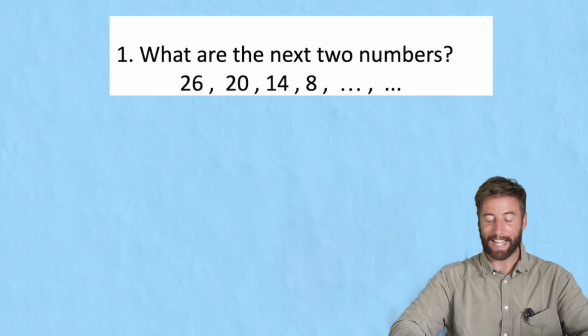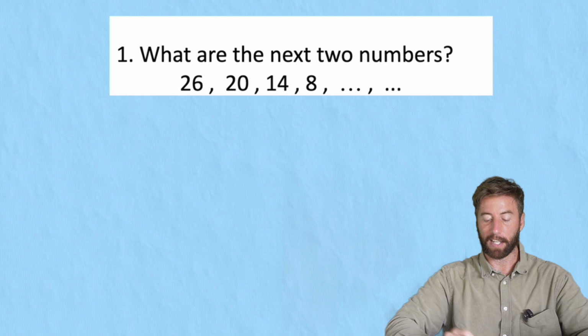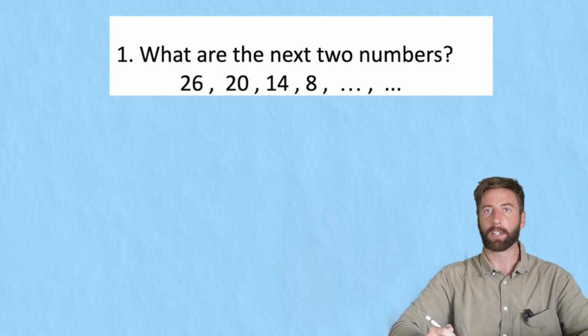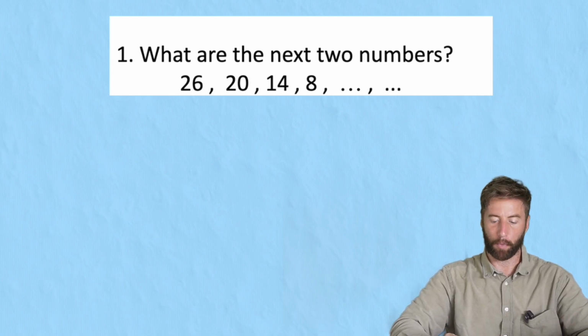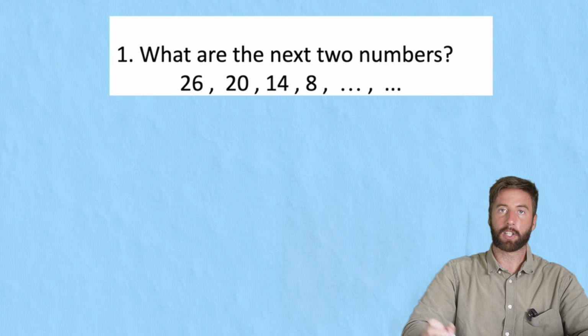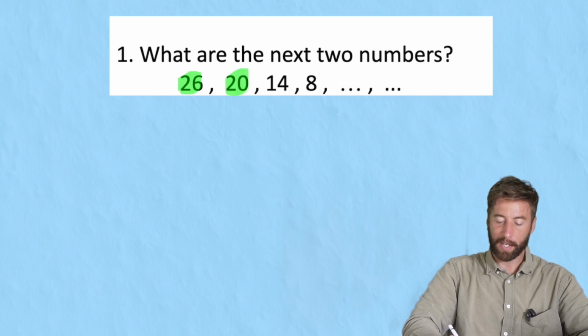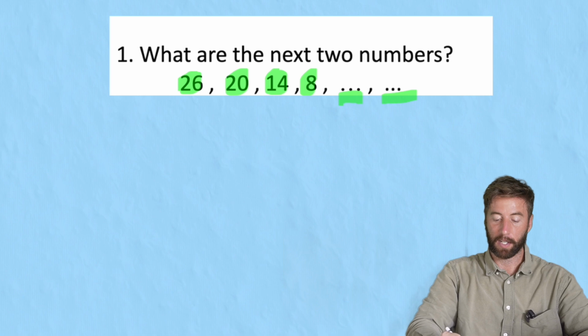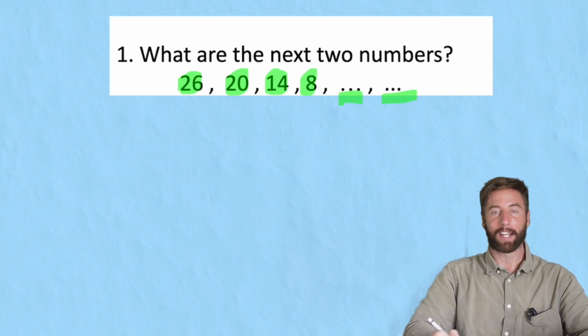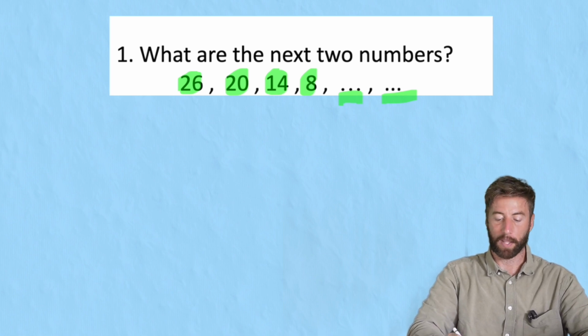So question 1 is a sequencing question. We can see it says, what are the next two numbers? And sequencing questions are very common in SATs. So we can see we have 26, 20, 14, 8, and then we're looking for two more numbers. We can also see that our numbers are descending, which means they're going from larger to smallest.